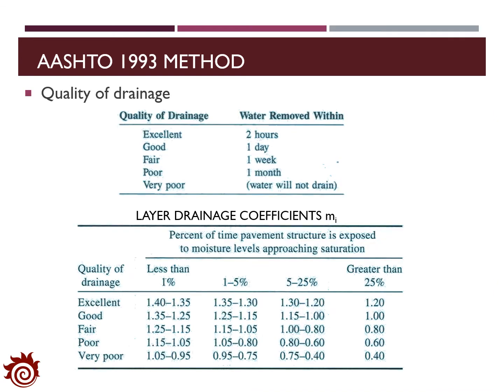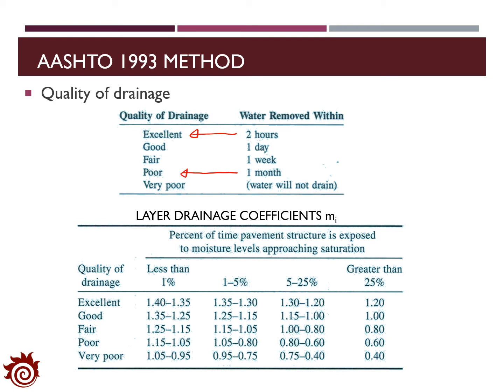In the AASHTO method, we also need to think about the drainage condition of the pavement structure. As we defined in the previous lectures, the quality of the drainage system can be determined by the time when the water can be removed from the pavement structure. If the water is removed within 2 hours, we say that the quality of the drainage is excellent. If the time is more than 1 month, then we say that it's poor.